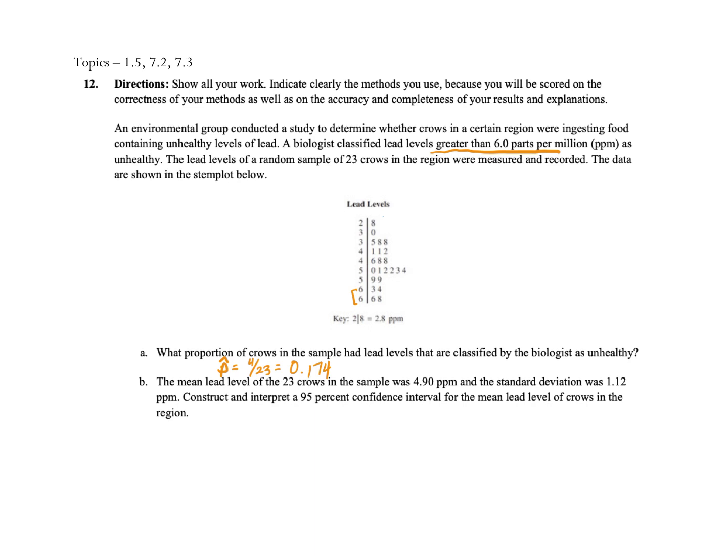So what's your rule of thumb on a free response question? Don't write down a number that wasn't given to you without showing where it came from. So you can't just write the 0.174. You have to use the numbers from the problem, okay?